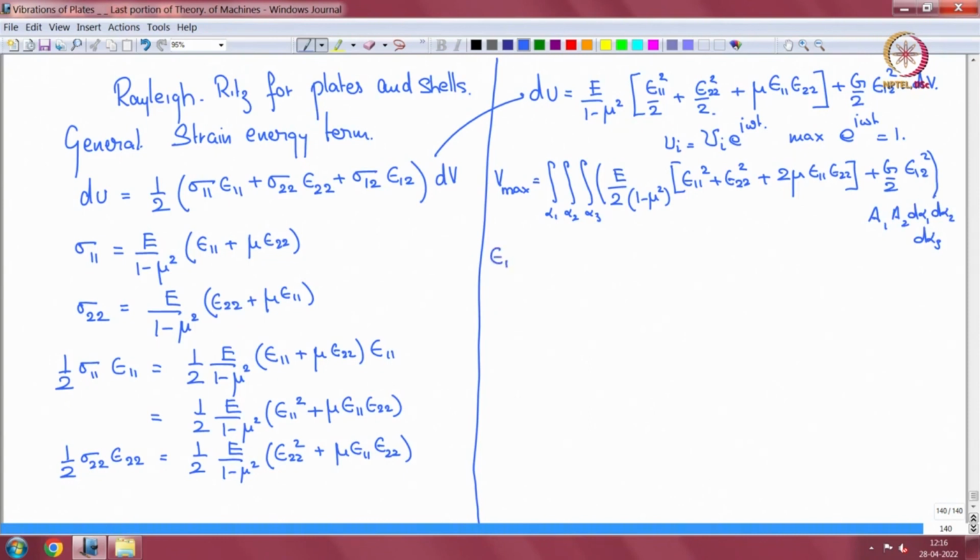Now epsilon 11 is given by 1 over A1 del alpha 1 of (u1 plus alpha 3 beta 1) plus (u2 plus alpha 3 beta 2) by A1 A2 del A1 by del alpha 2 plus u3 by R1.